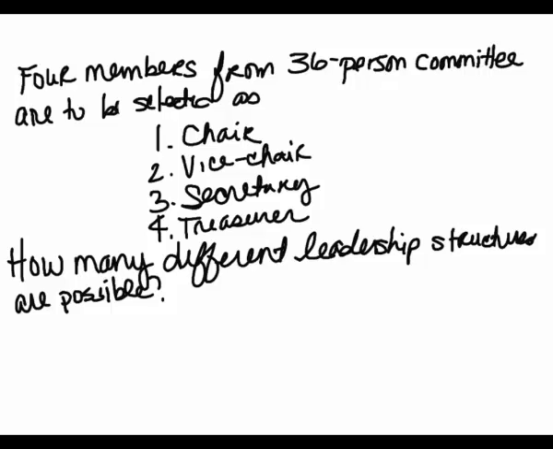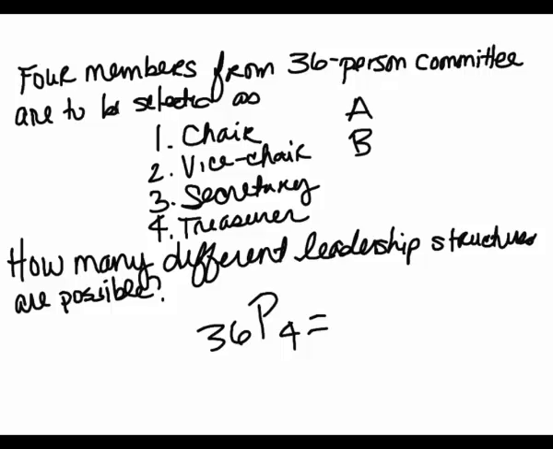Okay, 4 members from a 36-person committee are to be selected as chair, vice chair, secretary, and treasurer. How many different leadership structures are possible? So there's 36 people in a committee, and I'm going to choose chair, vice chair, secretary, and treasurer. Again, you guys, this is a permutation. I would do 36P4.